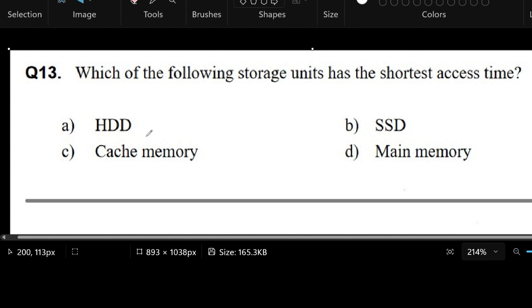This isn't really a too difficult a problem, and I think if you have been using computers for maybe over a year, you would have encountered all of these words here. Let's see the first choice, letter A. It's saying HDD, which means the hard disk drive.